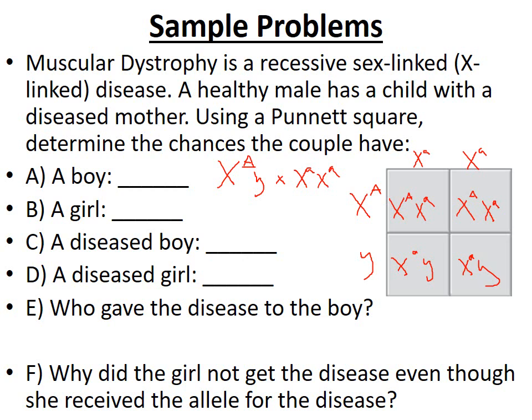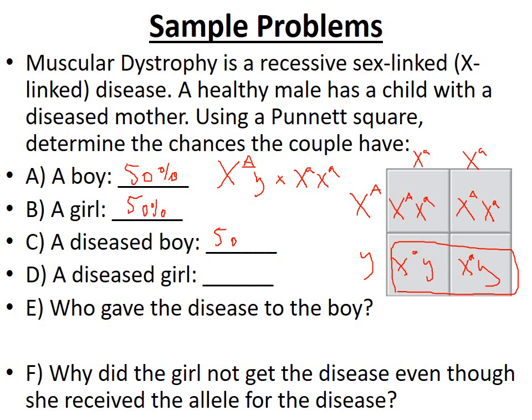So let's see, percent chance of having a boy, 2 out of 4, so 50% chance. Chance of having a girl, 2 out of 4, so 50% chance, or you can say 1 out of 2, which is a simplified fraction. A diseased boy, 2 out of the 4 individuals are diseased boys, so 50% chance.